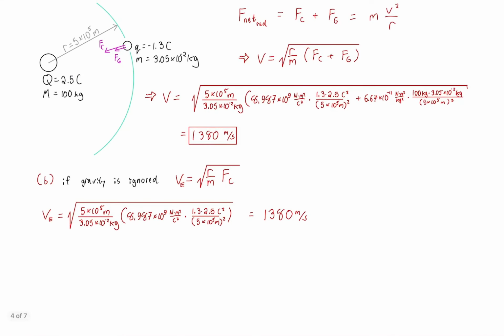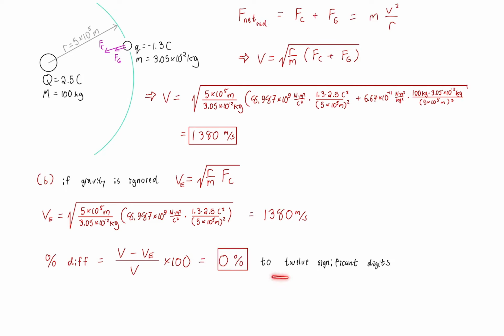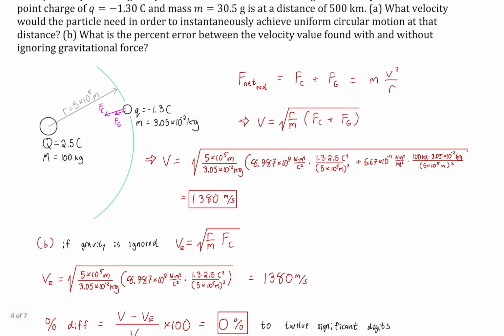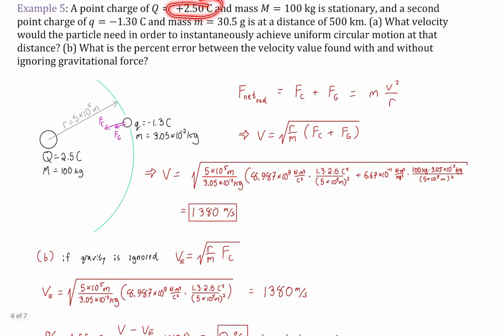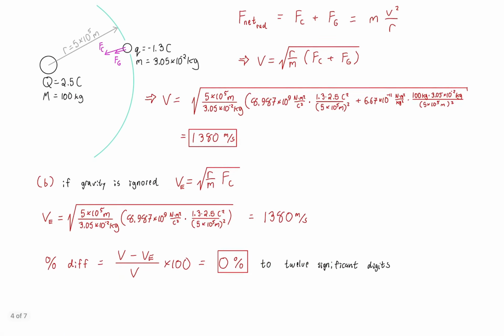What if we take the percent error? I'm just going to take the velocity minus the velocity without gravity, divided by the velocity including gravity. Okay? 0. Exactly 0. Yep, to 12 significant figures. But that makes sense. And by the way, my calculator only includes up to 12 significant figures. That's because, remember, the difference was 20 orders of magnitude. So that means that gravity is completely inconsequential for such large charges. Completely can be ignored. Well, that's good. It saves us some work, right?